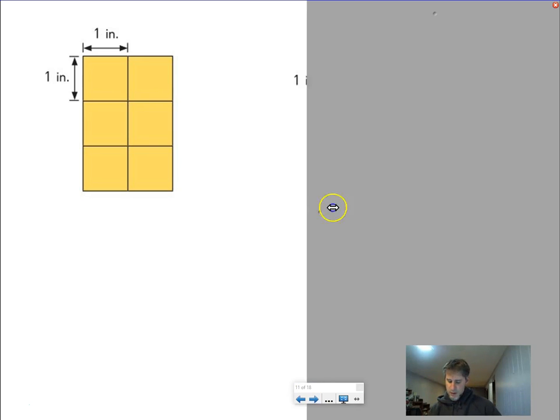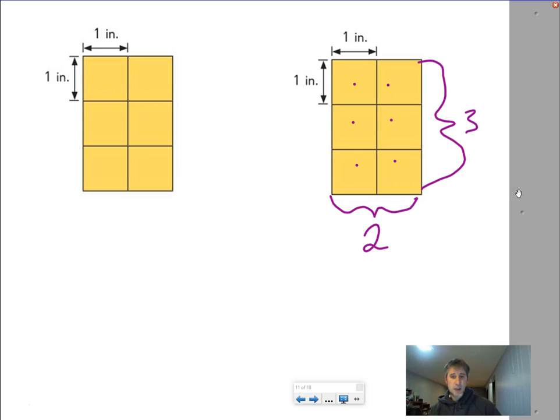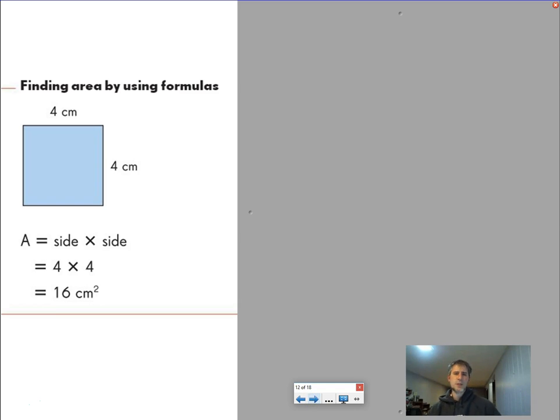Now that you're back, recognizing once again I could count, I could see that there's 6, but also recognize that I could do the 2 times 3. These are skills you've had from 3rd and 4th grade, where if I have the 2 times 3, they give me 6. And because it's inches, it is inches squared, or I could put in the same thing as square inches.